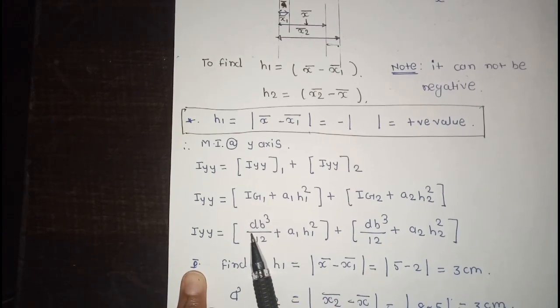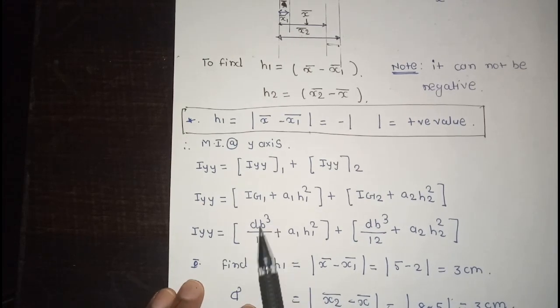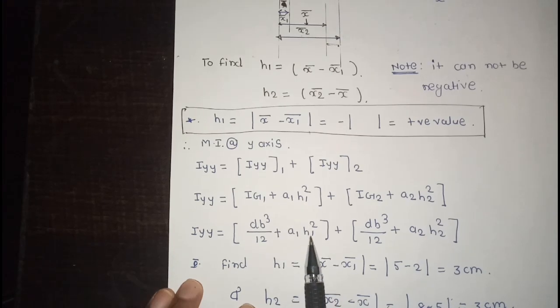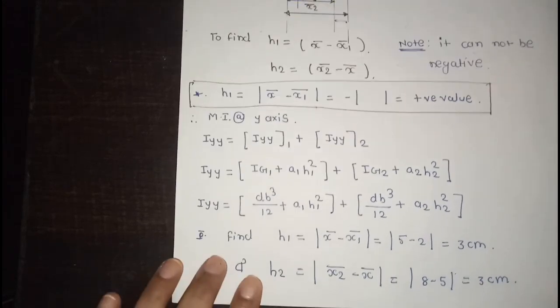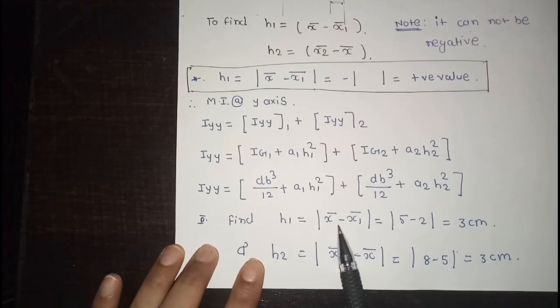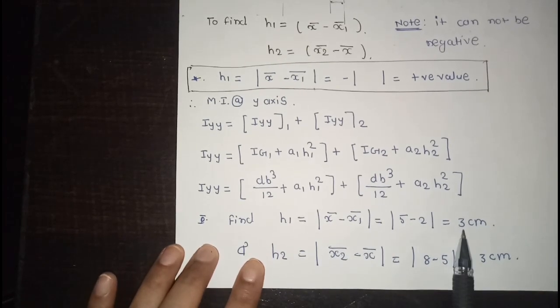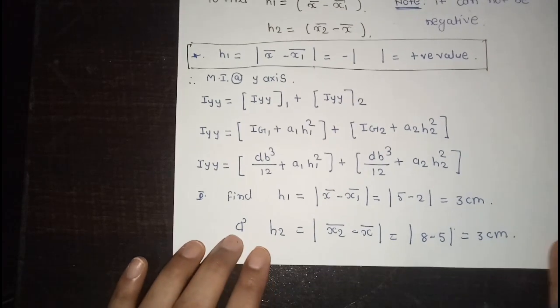So we have to use this formula db cubed by 12. Iyy is equal to db cubed by 12 plus A1h1 square, plus db cubed by 12 plus A2h2 square. So first of all find h1, x bar minus x1 bar, put the values of x bar and x1 bar, then we get 3 centimeter. h2 is mod of x2 bar minus x bar, equal to mod of 8 minus 5, equal to 3 centimeter.